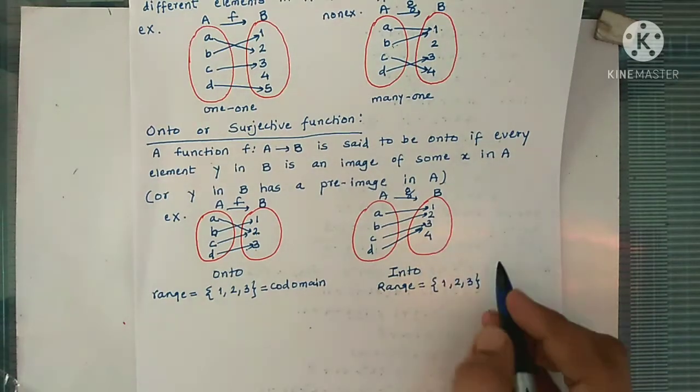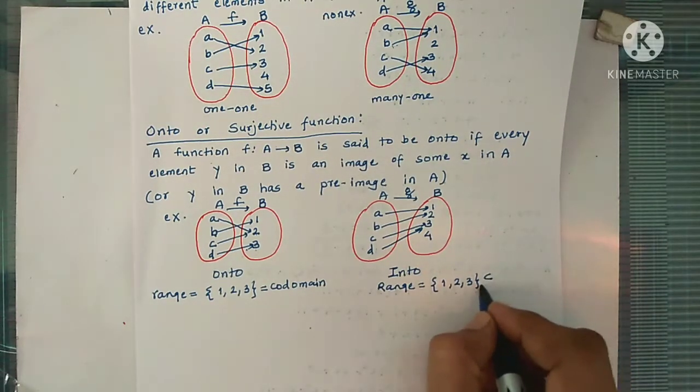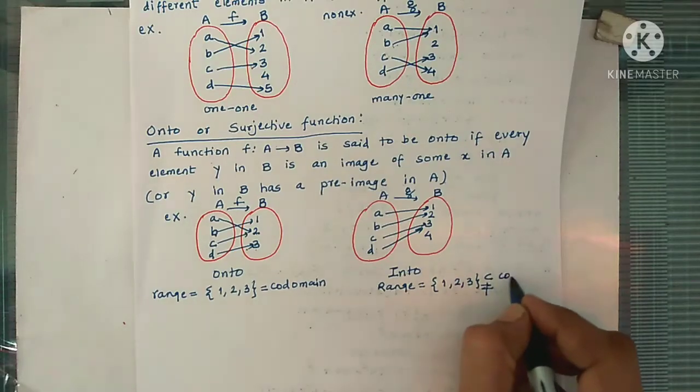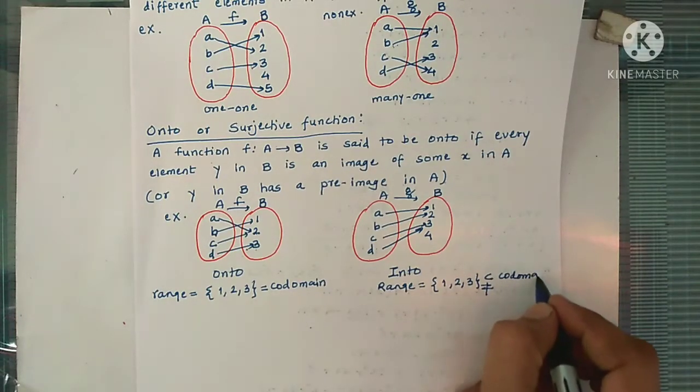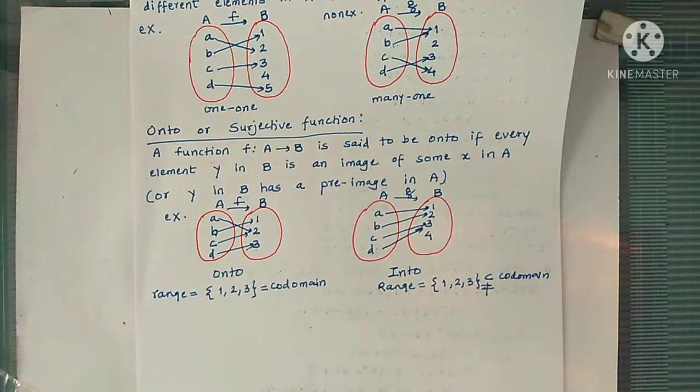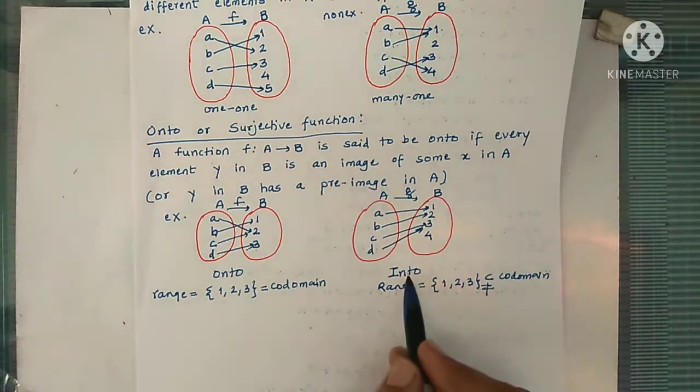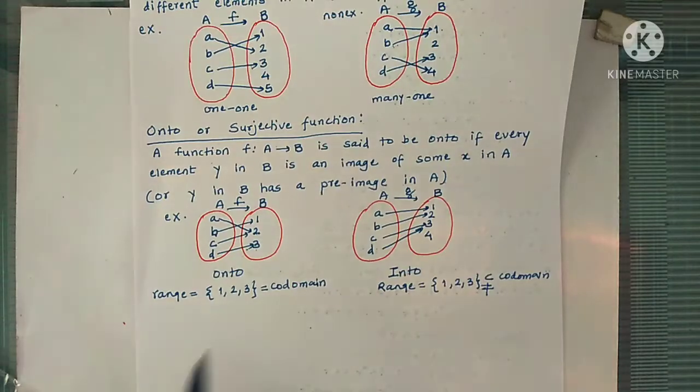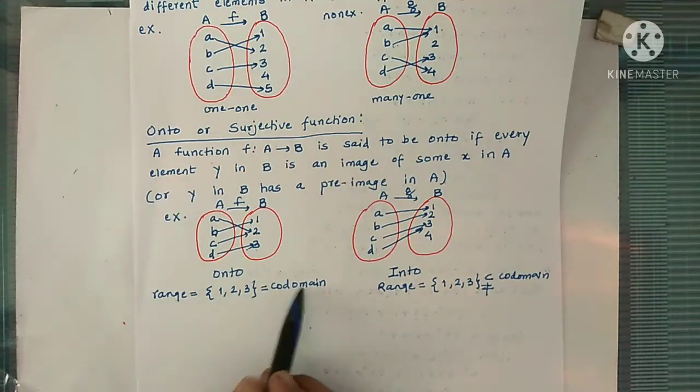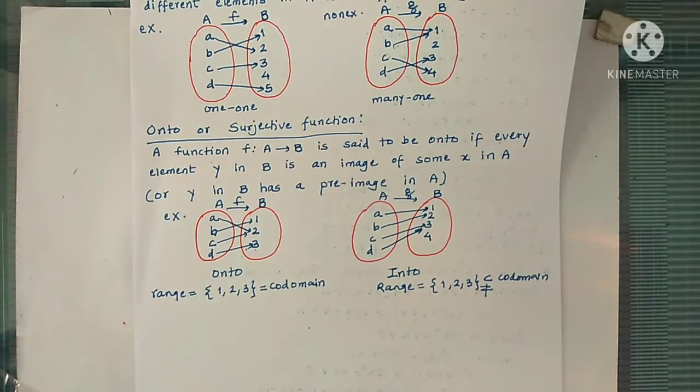1, 2, 3 and 4. So you can see here that the range is a proper subset of the codomain. So the codomain has at least one more element than the range set. So in this case it is an into function. So for an onto function, the condition is that the range should be equal to the codomain.